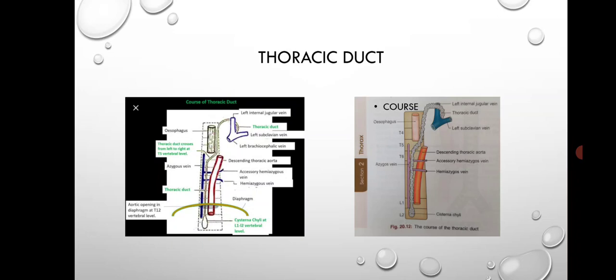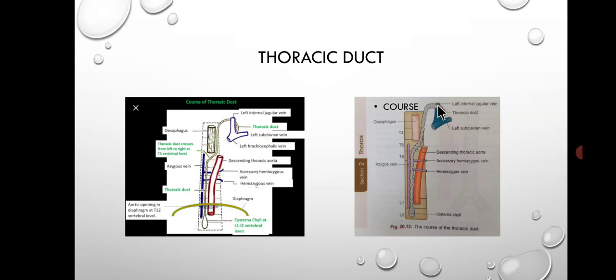So the thoracic duct, again I am telling you, is the largest lymphatic vessel in the body. It extends from the upper part of the abdomen to the lower part of the neck. So this long is the thoracic duct. Then it is very beaded in appearance.